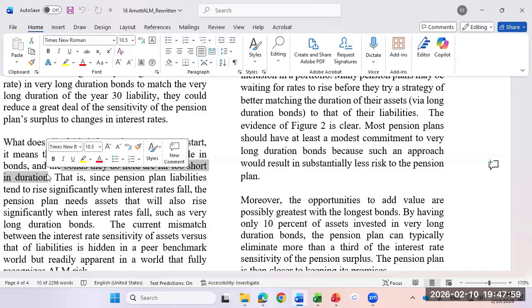We talked about it last class. Interest rate swaps, right? He doesn't mention them, but an interest rate swap is a really fast way to get a lot of duration and convexity.